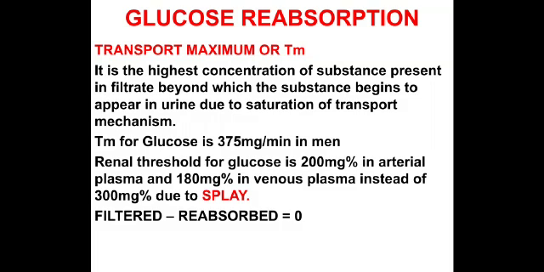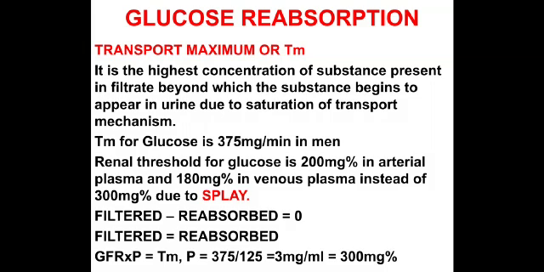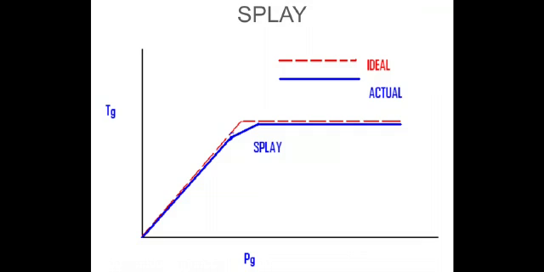Although the maximum capacity of reabsorption of glucose is reported to be 325 to 375 milligrams per minute, the actual reabsorption is far below the expected level. This deviation of actual reabsorption compared to the maximum capacity is called splay. You can see in the graph the rounded curve. The ideal has to be 325 to 375, but the actual reabsorption is far below the expected level.